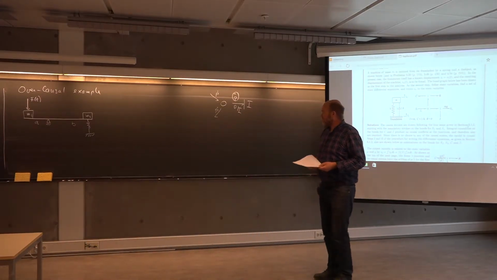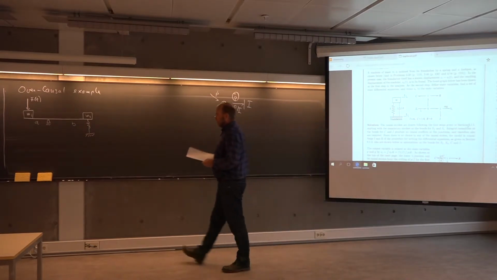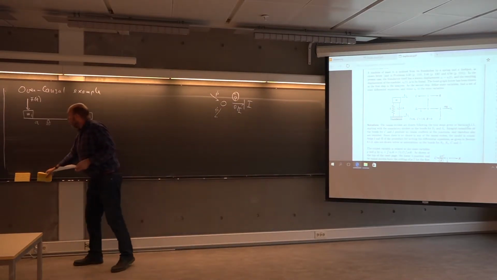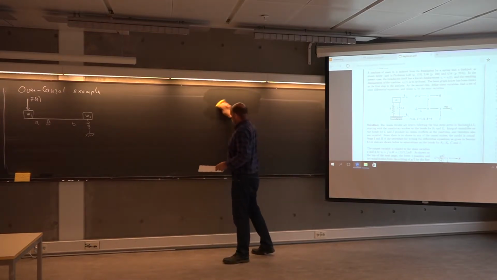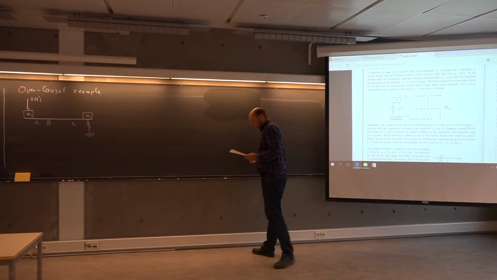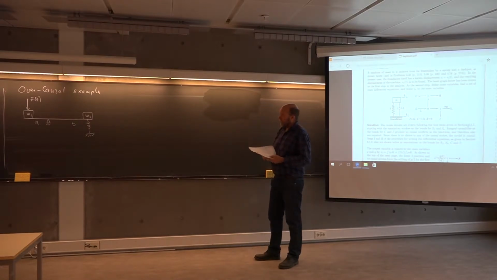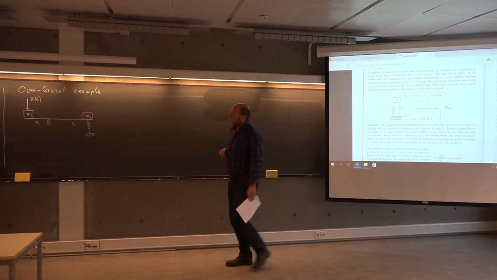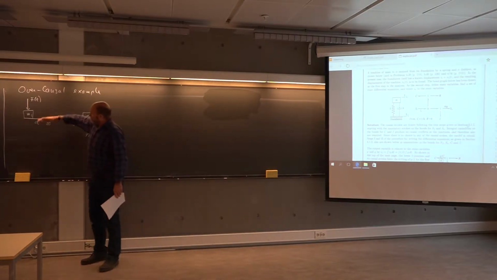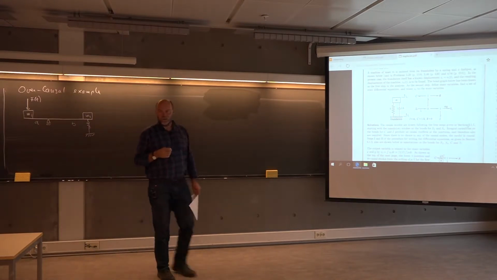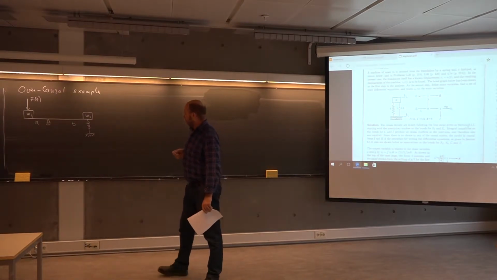Find the state equation. Well, bond graph first, state equations afterwards. So how should we do this? We assume very small angles, so it doesn't really rotate. We only look at up and down motion here, small angles.